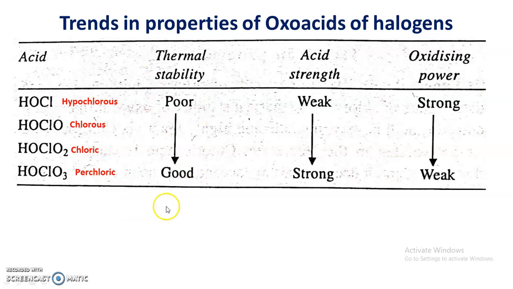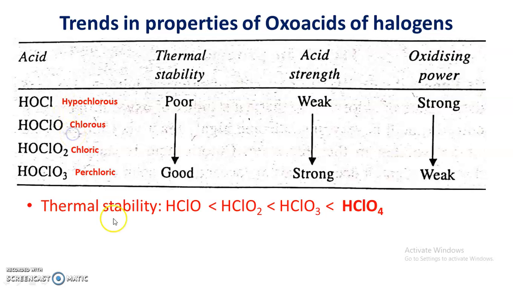When we think about thermal stability, hypochlorous acid is thermally less stable, and from hypochlorous to chlorous acid, thermal stability increases. So from hypochlorous acid to chlorous acid to chloric acid to perchloric acid, in this order, thermal stability increases.